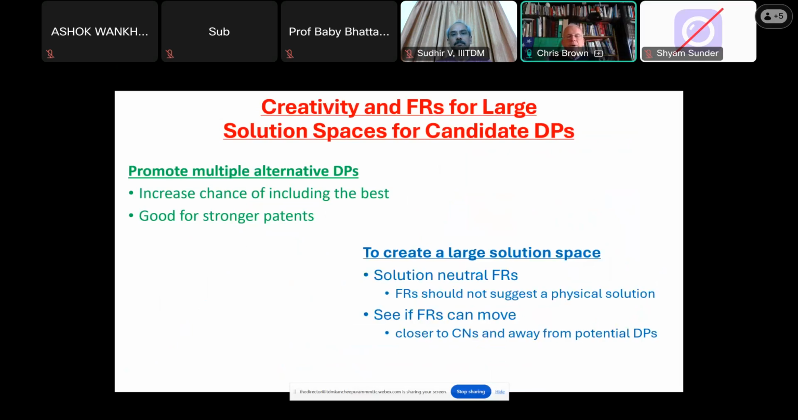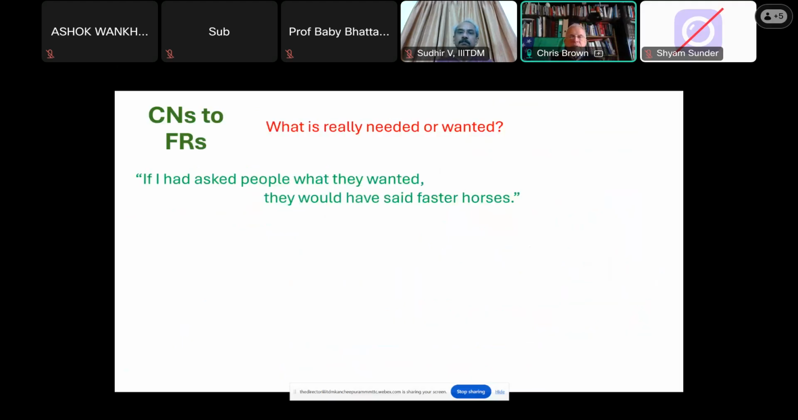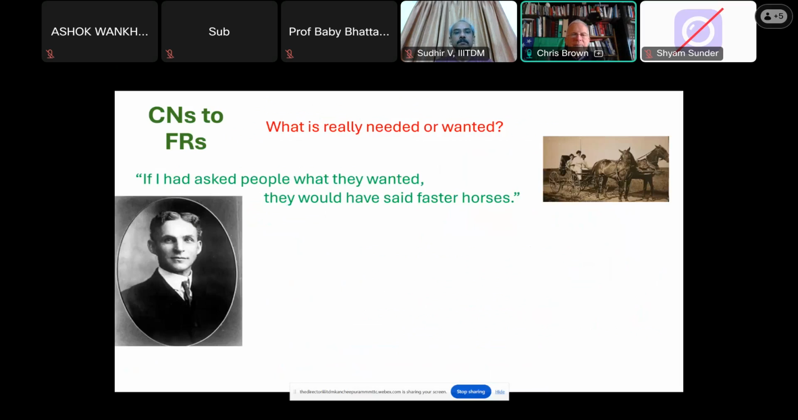So anyway, to create a large solution space, the FRs need to be solution neutral. They should not suggest a physical solution. And then we need to see if we can formulate the FR so that it is closer to the CN rather, and away from the potential DPs. So one of the questions is, what does the customer really want?